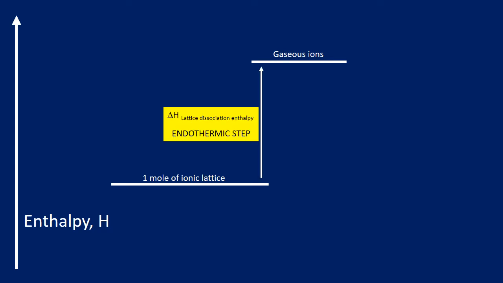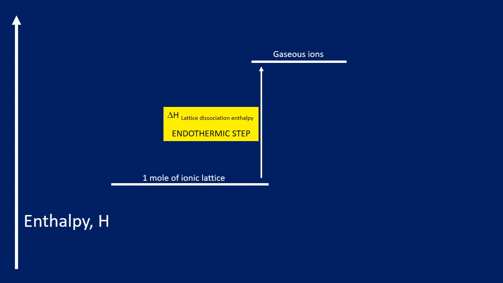Let's try and represent this on a Born-Haber cycle. So here we have 1 mole of ionic lattice. That can be any ionic lattice and it's 1 mole. So what we'll do first off is dissociate the lattice. We'll turn it into its gaseous ions. And that's going to require a lot of energy. That's going to be breaking up the ionic lattice. We use these to discuss and compare the strength of ionic bonds in previous topics.